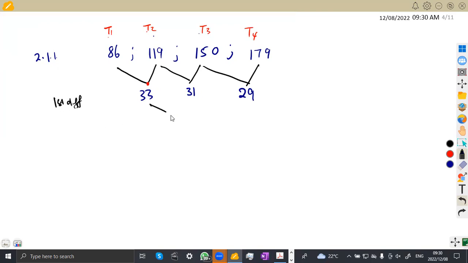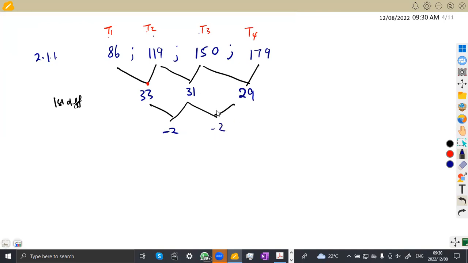Then we move on to the second one. It's going to help us a lot if we have this. It's good for you to have this, even if you can have a shortcut, since you're going to use it later on. So that's our second difference: 31 minus 33, which is negative 2. That one we can clearly see. 29 minus 31 is also negative 2.